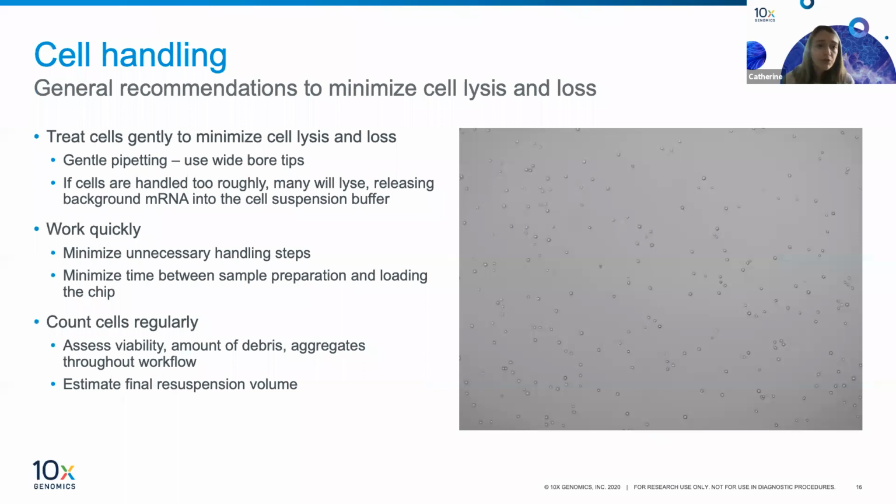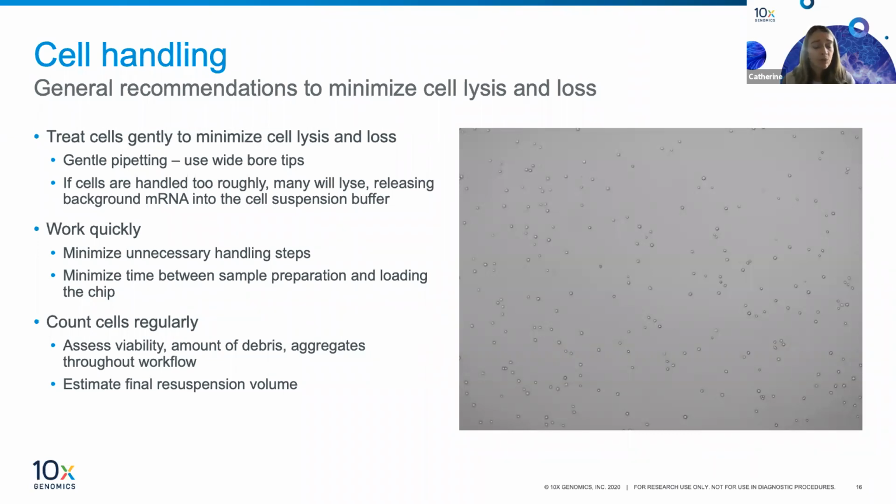So our general recommendations, in order to have this nice, healthy, intact population, is to minimize cell lysis and loss. We want to treat our cells, if we're working with cells, but also nuclei, with really gentle pipetting using wide bore tips, because if we handle cells too roughly, many will lyse, releasing this background RNA into the cell suspension buffer.